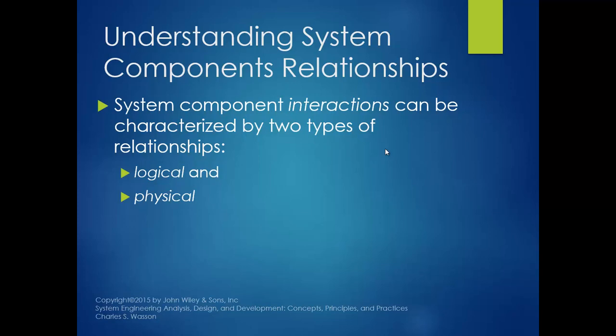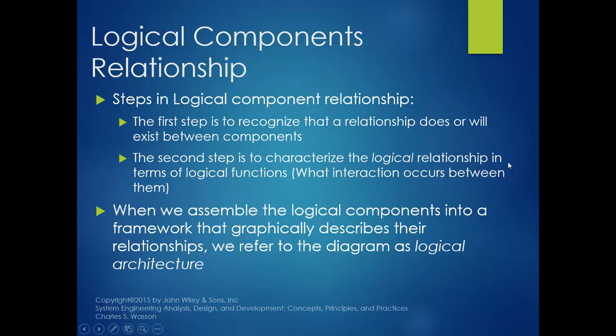So the system component interaction can be characterized with two types of relation, the logical and physical. There are two steps in logical component relationship. The first step is to recognize that a relationship does or will exist between components. We know that there is a relation. Now, how that relation is, or the interaction, how does it go? That is the next step where we start looking in details at what type of relation exists between the two.